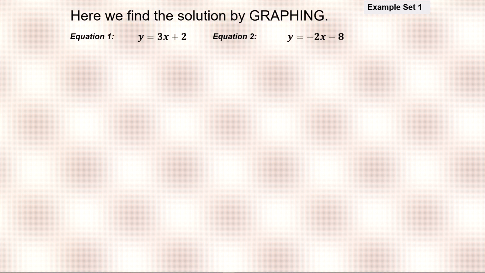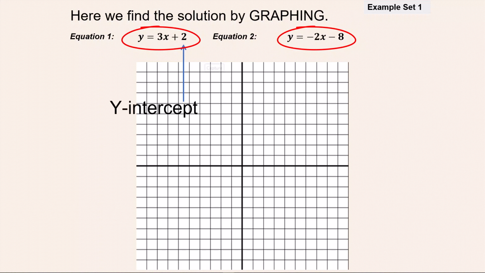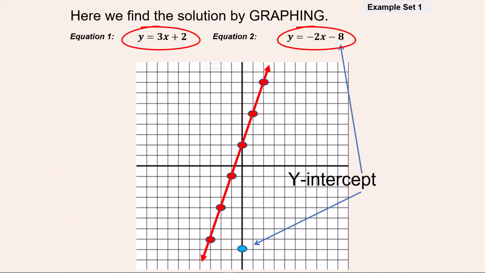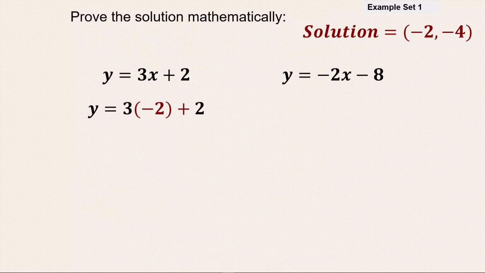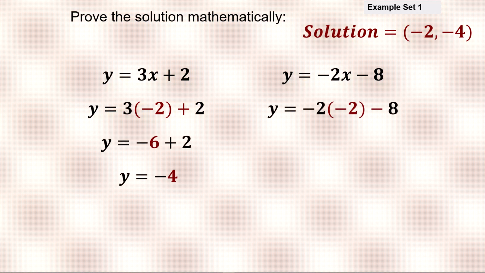Two equations are given, y equals 3x plus 2 and y equals -2x minus 8. Both are in slope-intercept form, very easy to graph, and in doing so, we find the point where the two lines cross, which is the solution to this system of equations, -2, -4. To prove the solution works for both equations, we substitute the x value in each with -2. Work it through to find the y value, which matches the solution using both equations.